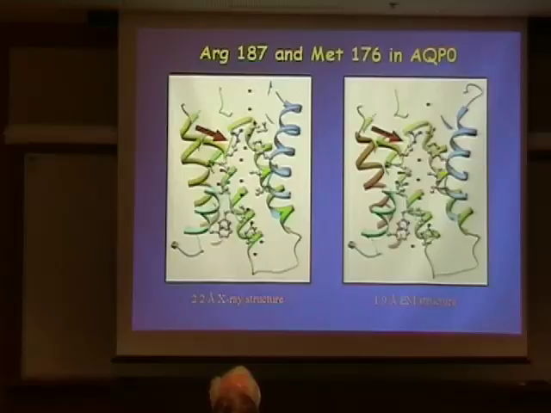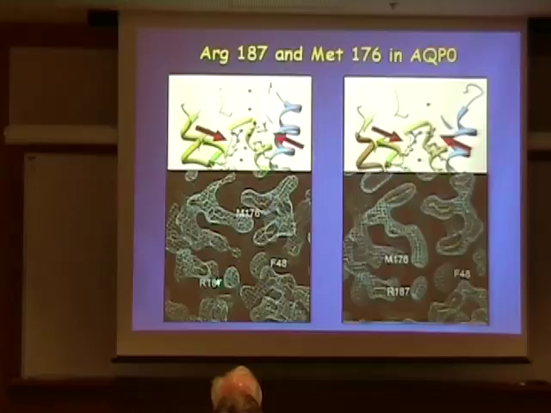And so when we looked a little bit closer at these pore-lining residues, what we found is that it's this methionine 176 right above this RR constriction site that actually is in a completely different conformation in the open and the closed pore. And you can see this better in the density map. So this would be the RR constriction site in the open pore. This is the arginine, this is the phenylalanine, and this looks exactly the same in the closed and in the open pore. What is different is this methionine 176.